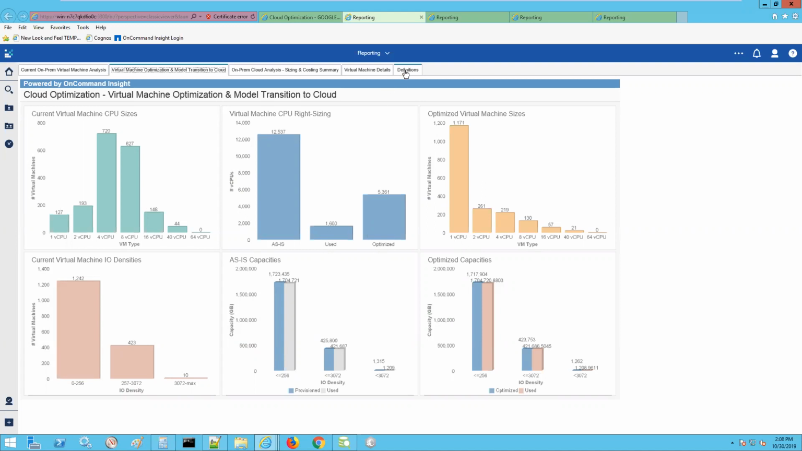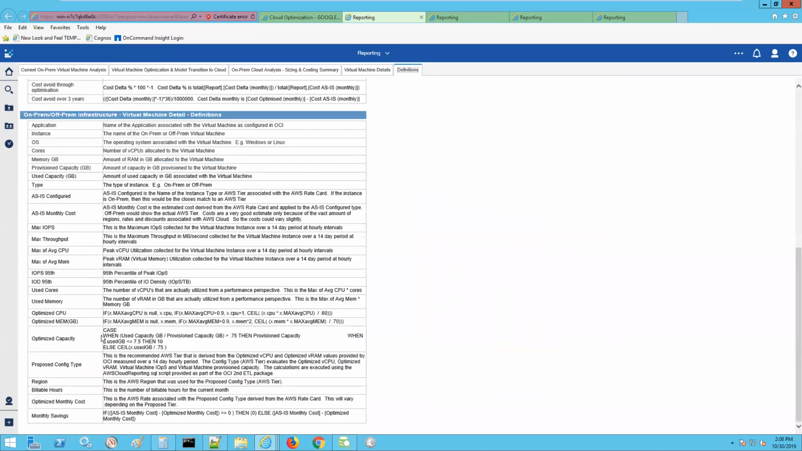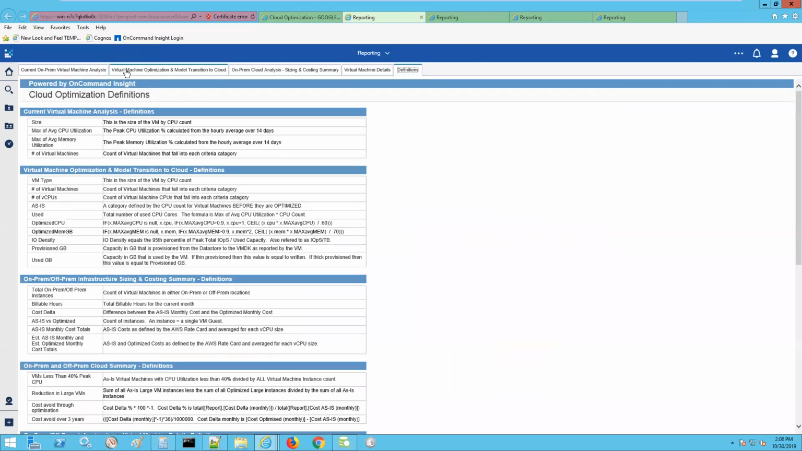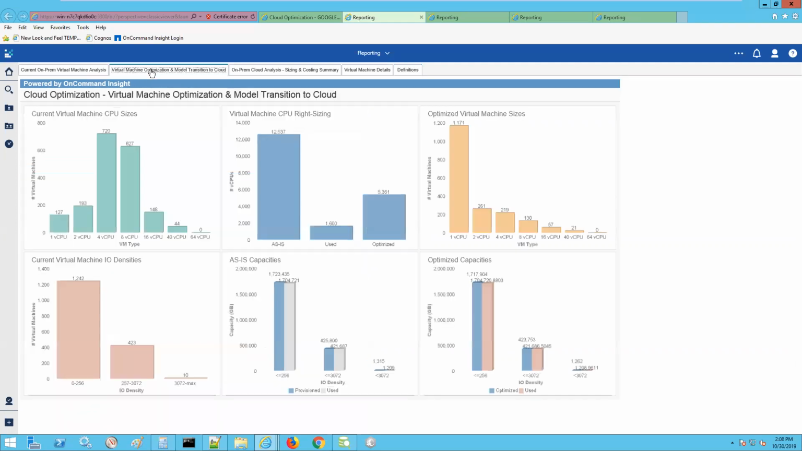Now, the algorithm is clearly defined right here. It's basically what I use to optimize the environment. I'm not going to spend too much detail on that, but you can definitely take this and look at how we calculate the optimization. And this is highly customizable. We can change this based on your needs and your business requirements, so keep that in the back of your mind.